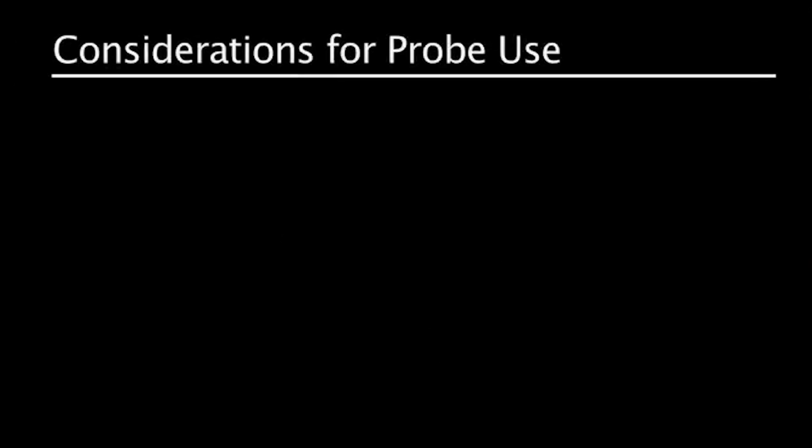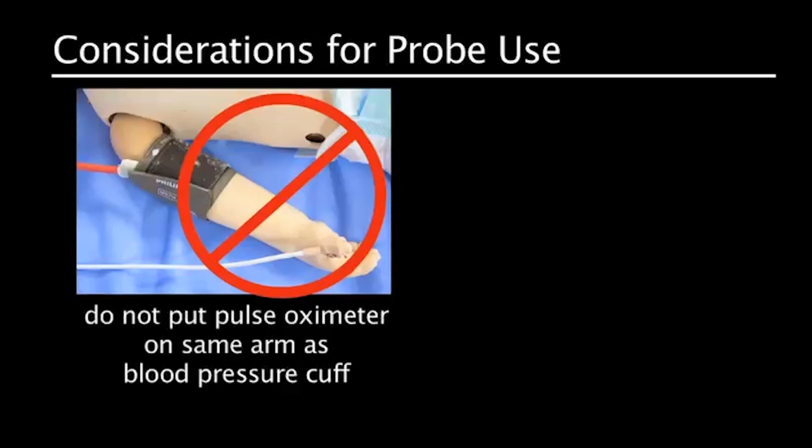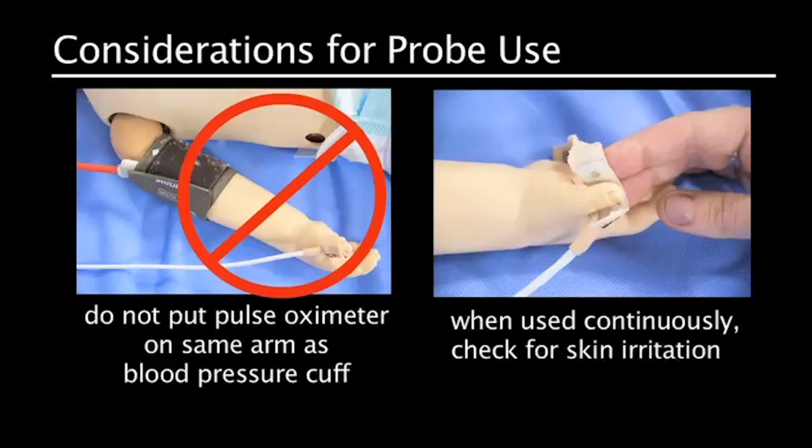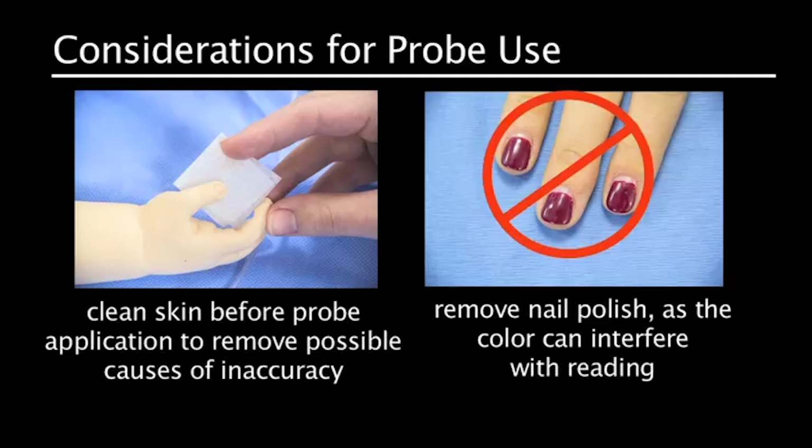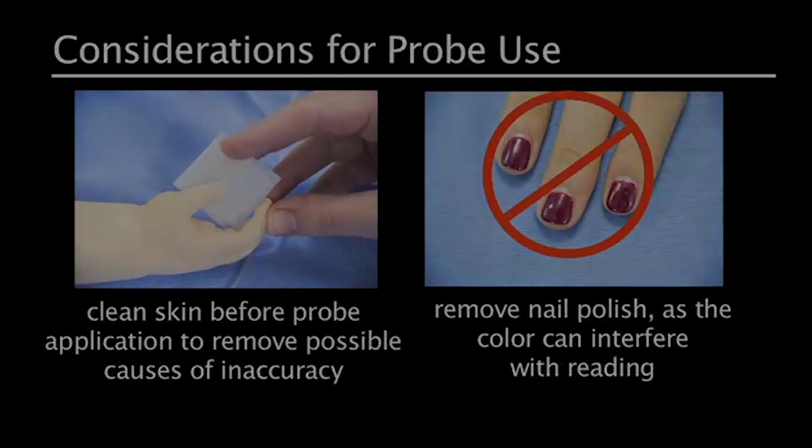Other considerations for probe use revolve around ways to ensure accurate readings. It is important not to use the probe on the same extremity as the blood pressure cuff, as the pulse oximeter depends on pulsatile flow, which can be impeded by the blood pressure cuff. Secondly, if the probe is used continuously, it should be assessed often for signs of skin irritation below the light. Skin should also be cleaned before probe application to remove any dirt, markers, or other possible causes of probe inaccuracy. Finally, nail polish should be removed from the finger or toenail to which the probe will be applied, as the color can absorb light emitted by the oximeter and interfere with the detection of oxygenated hemoglobin.